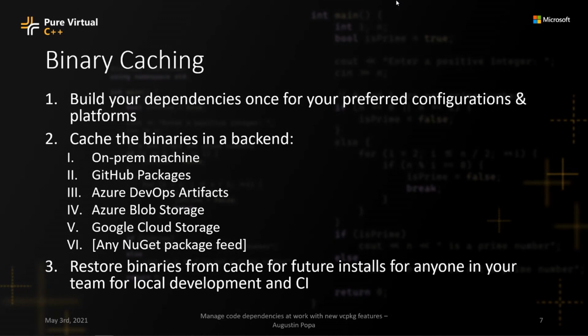So for example, you can use something like GitHub Packages to store your cached binaries. You can use Azure DevOps Artifacts. You can use Azure Blob Storage. You don't have to use Microsoft Cloud. You can use Google Cloud as well. And in fact, you can use any NuGet package feed, because we do support NuGet as a package format on the back end. So anything that acts as a NuGet package feed, you can use with binary caching.